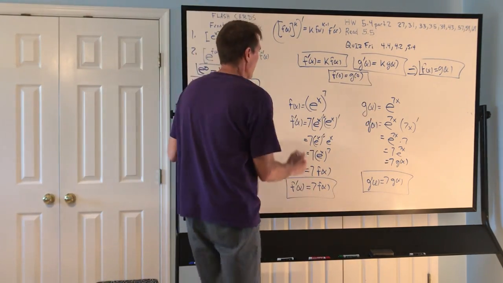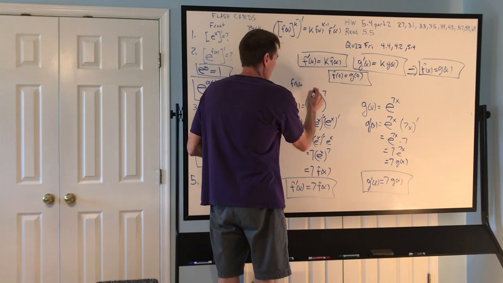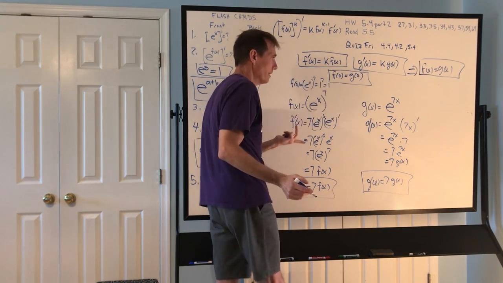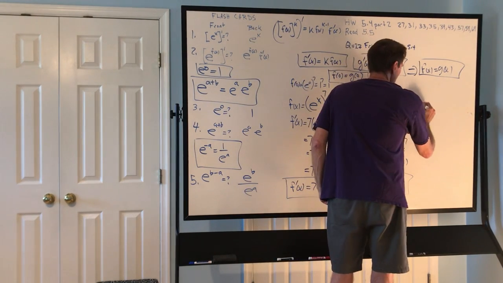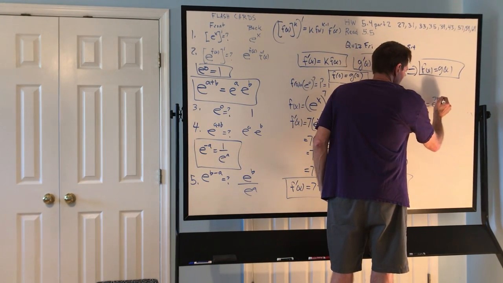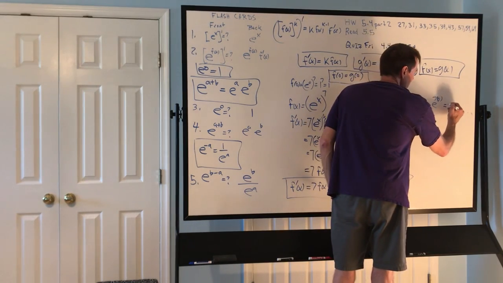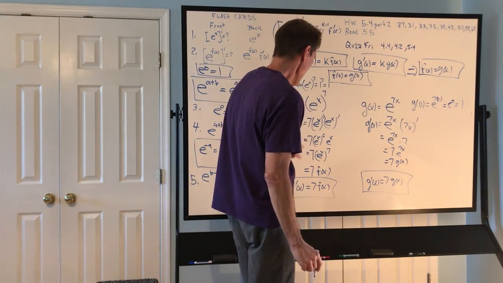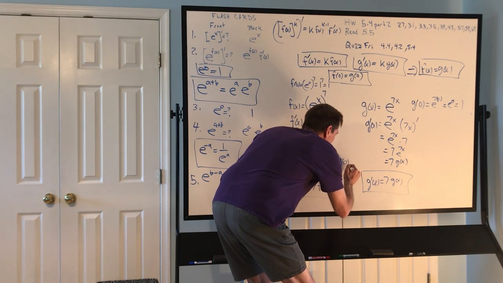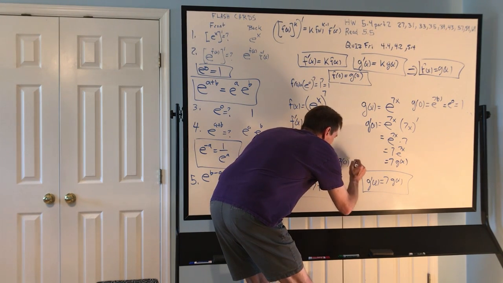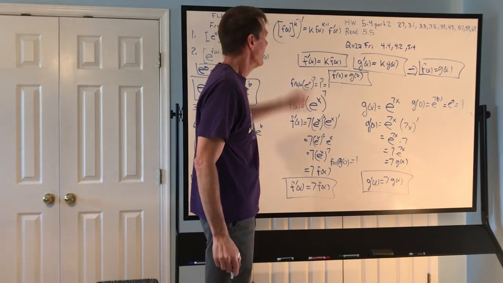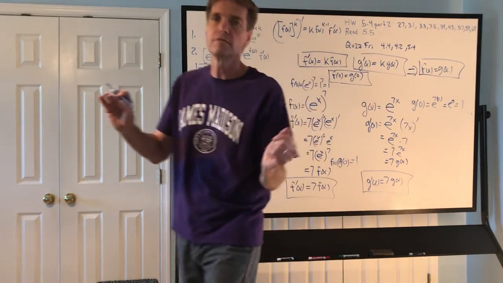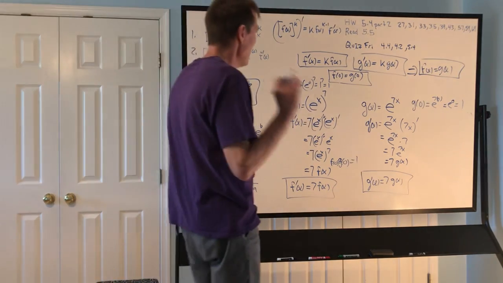Now let's look at f of 0. f of 0 is e to the 0 to the 7th, which is 1 to the 7th, which is 1. Here, g of 0 is e to the 7 times 0, which is e to the 0, which is 1. So f of 0 equals g of 0, which equals 1. And once again, we're in this scenario, which would then mean that these two functions, f and g, have to be the same.